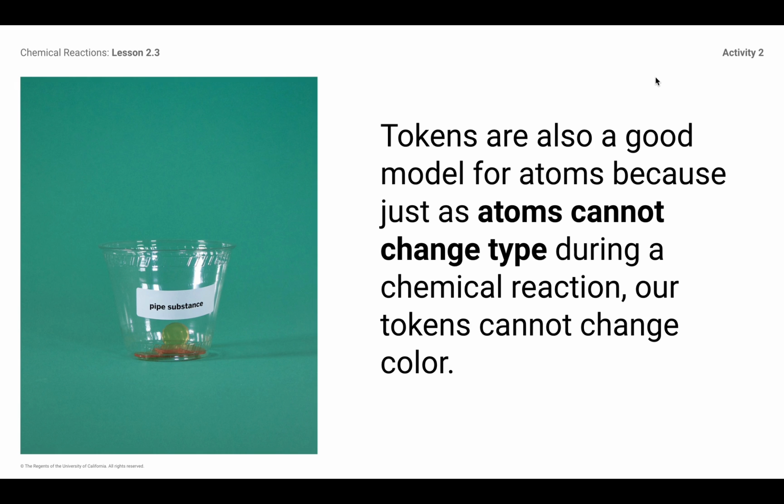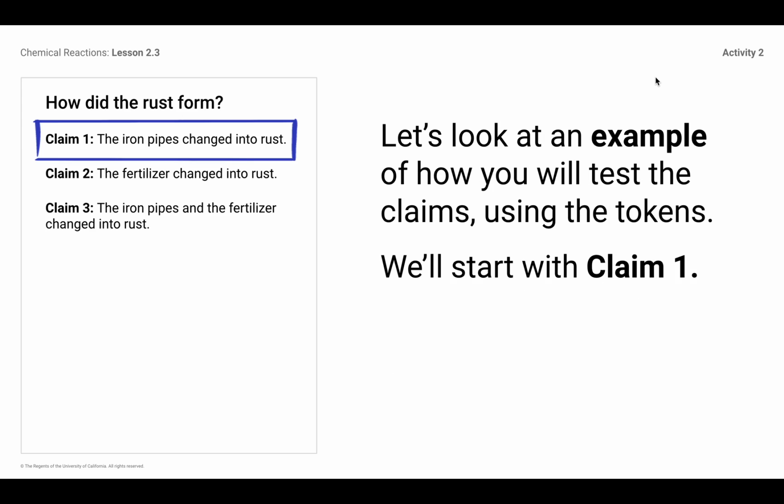Now, the limitation with this model is that pipe atoms are not yellow in color. So there is that limitation. All right, so let's look at an example of how you're going to test the claims using the tokens. We're going to start with claim number 1.